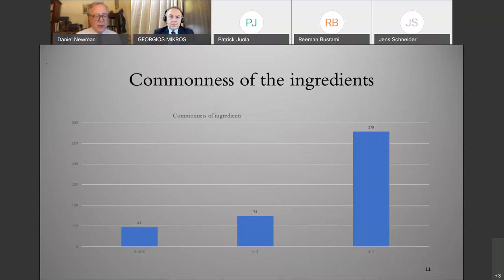The next question is to what extent these ingredients were shared among the works in the corpus. The number of ingredients that occur in only one book amounts to 279, whereas 74 are found in two and 47 in three. Remember that the total number of distinct ingredients across the three books equals 568. It also, of course, and this is a very significant finding, refers to a certain consistency in the palate across several centuries.